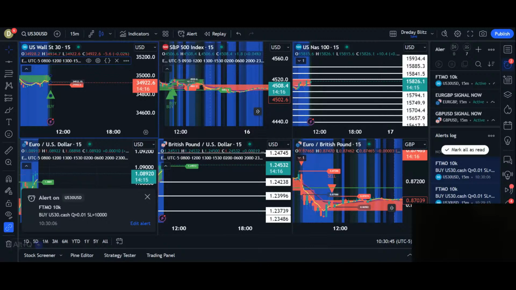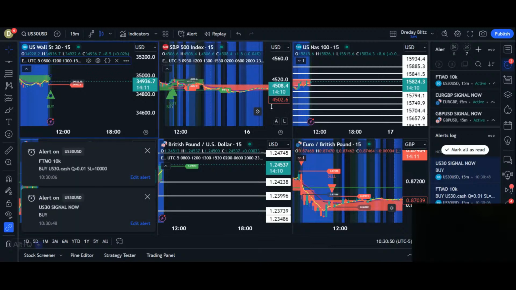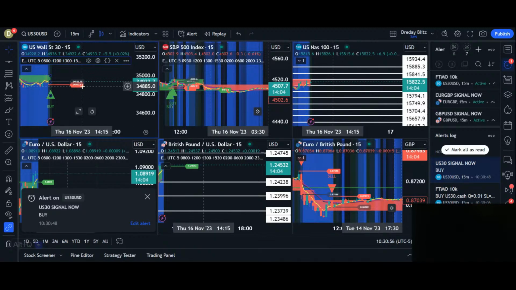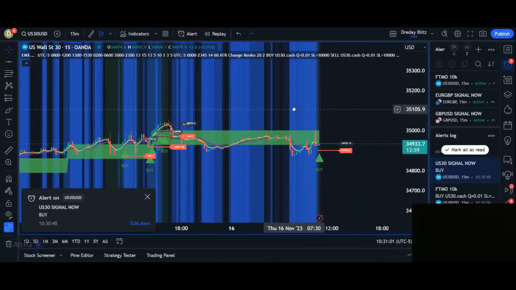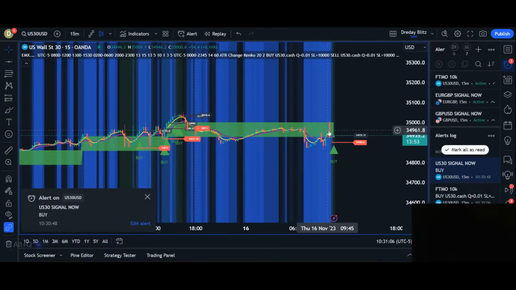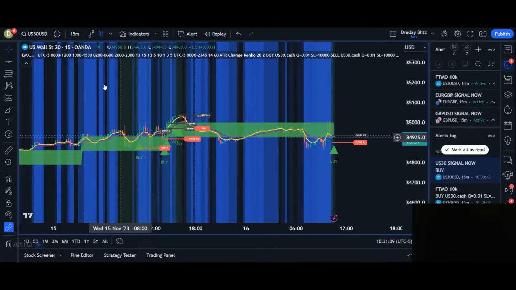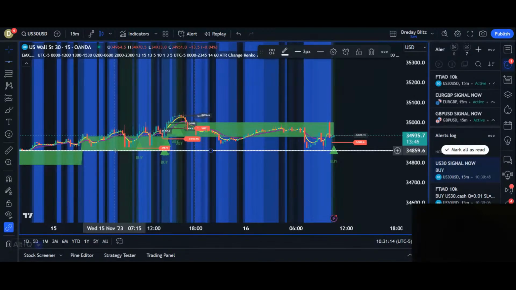Perfect. So based off of that entry, stop loss would be here at that price. 34859.6.